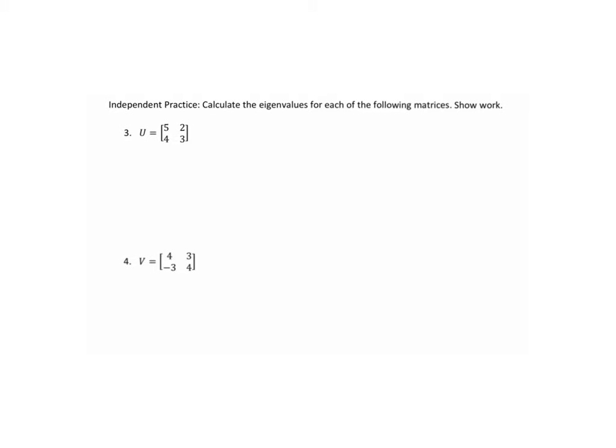For number 3, I did not get imaginary eigenvalues. So for number 3, I got 7 and 1. So if you got 7 and 1, you can skip the explanation, but it's going to end up having the equation lambda squared minus 8 lambda plus 7 equals 0, which factors nicely.